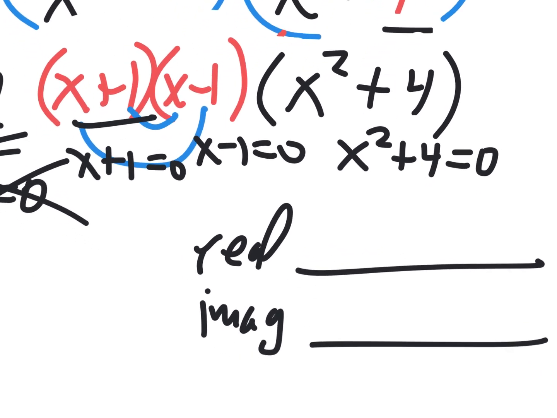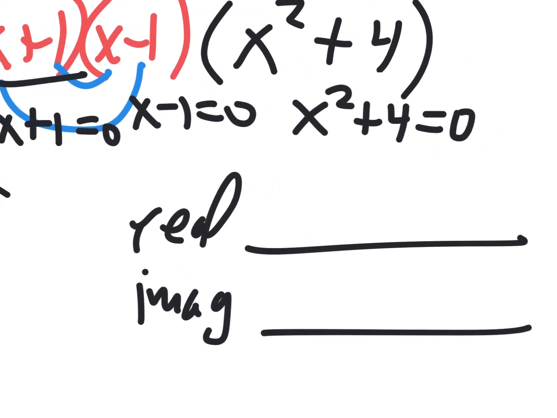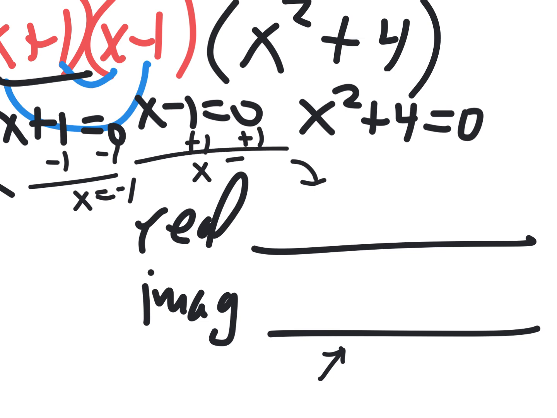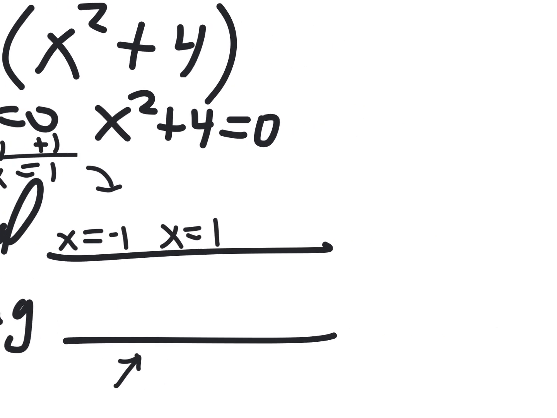Take a second, please, and solve those. Put the real ones here. Put the imaginary ones there. I'll pause for a second while you try that. So the real ones are these ones where x plus 1 equals 0, so x equals negative 1. Add 1, add 1. X minus 1 equals 0, so x equals positive 1. So x equals negative 1. X equals positive 1. And then the imaginary one is this one.